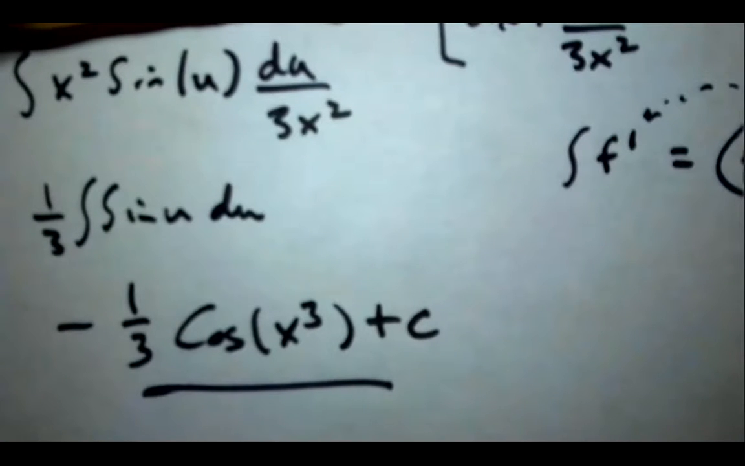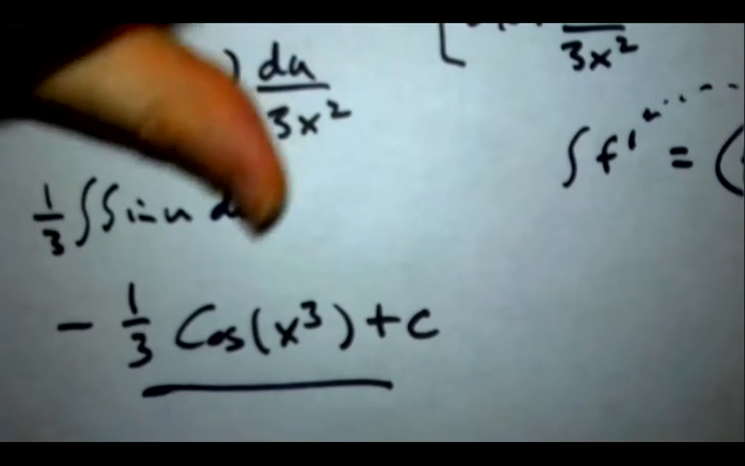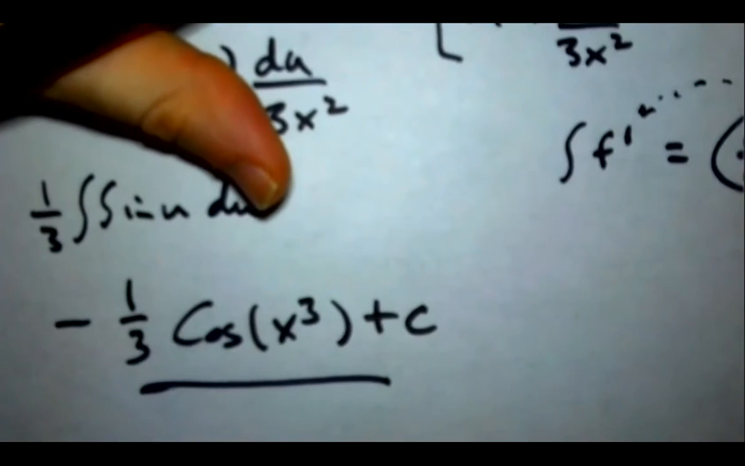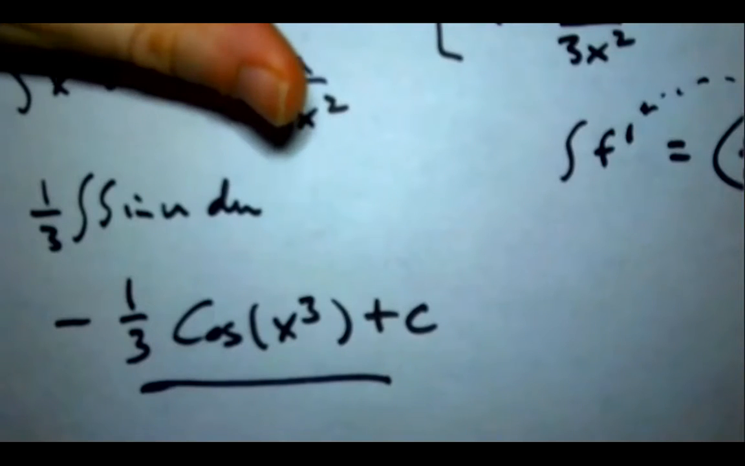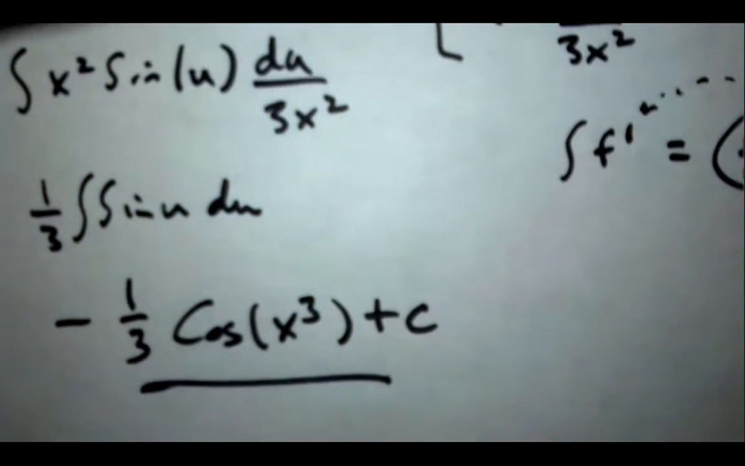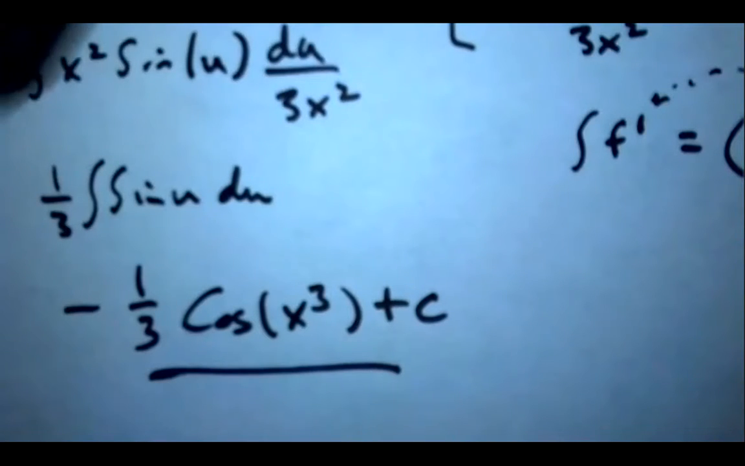Anybody with a question on number 5? Would it be acceptable if we wrote negative cosine x to the third over 3? Yeah, same thing, no problem. If it's a fill in the blank, both are totally good. If it's multiple choice, only one of them is going to be there, but they both mean the same thing.